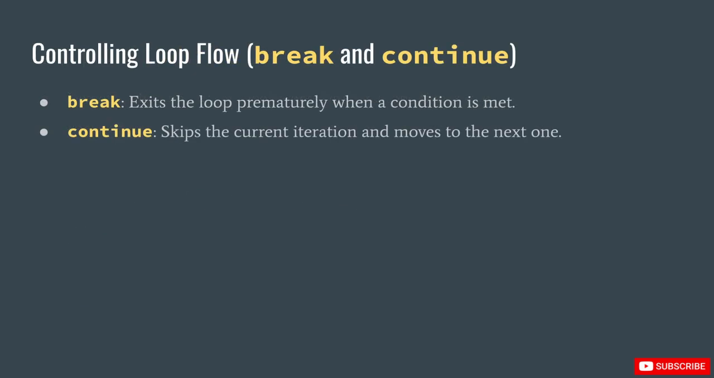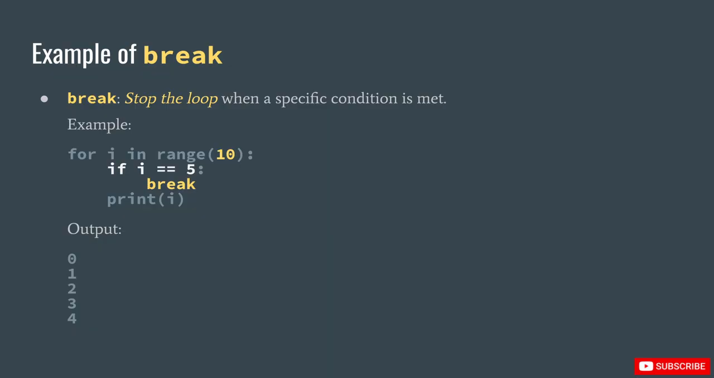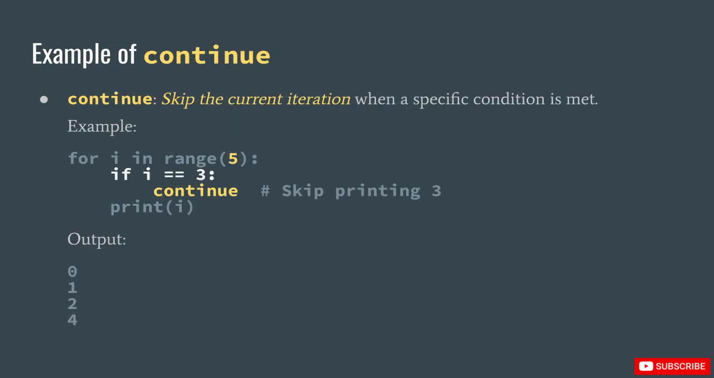Sometimes, we need more control over how a loop behaves. Python provides two useful keywords, break and continue. The break statement exits the loop prematurely when a specific condition is met, stopping further iterations. The continue statement skips the current iteration and jumps directly to the next one, without executing the remaining code in that cycle.